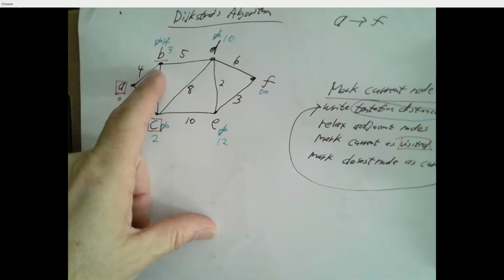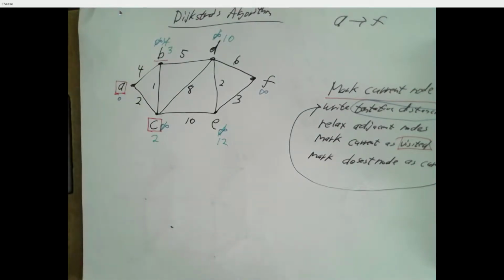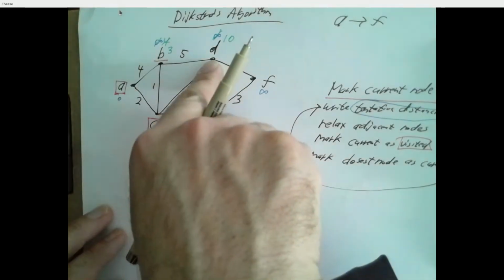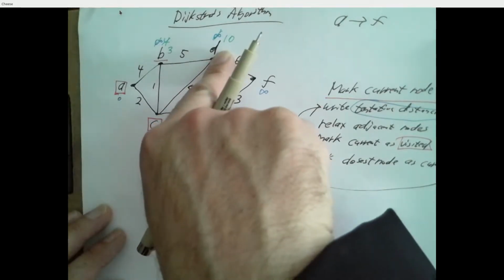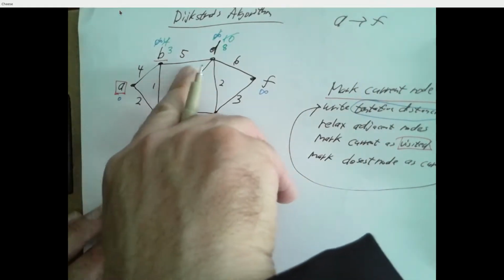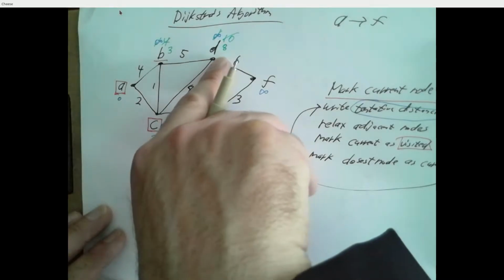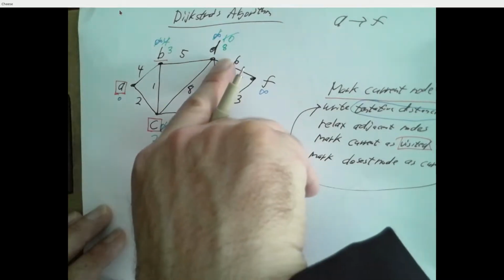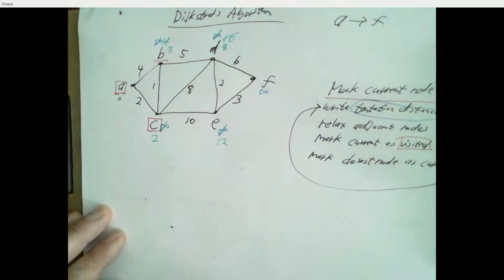So B is my closest node. Let's relax distances. So I can get to B in 3. I can take us 5 steps and get to D, and a total of 3 plus 5 is 8. That's better than 10. Let's relax this. And that's the only unvisited node I can get to from B is D. So that's my one step in my relaxation phase.